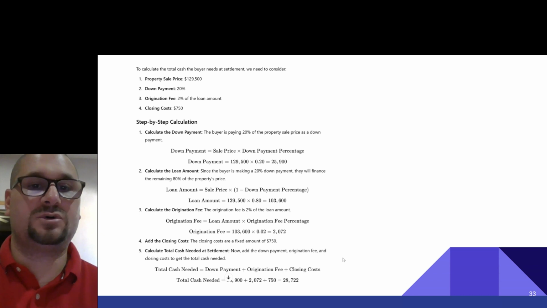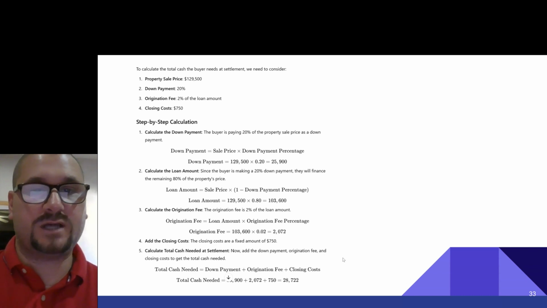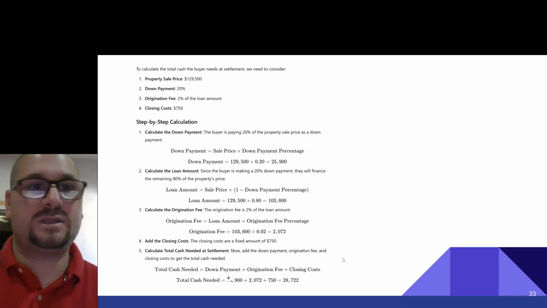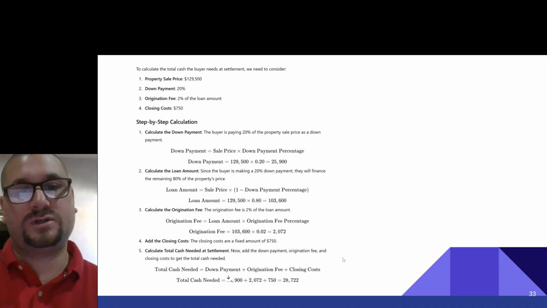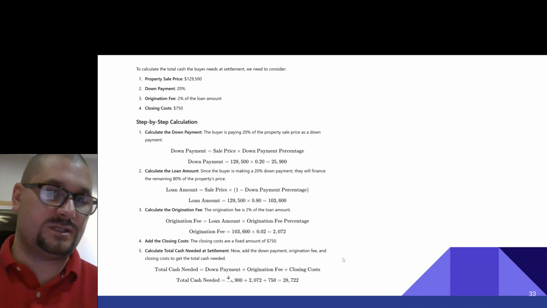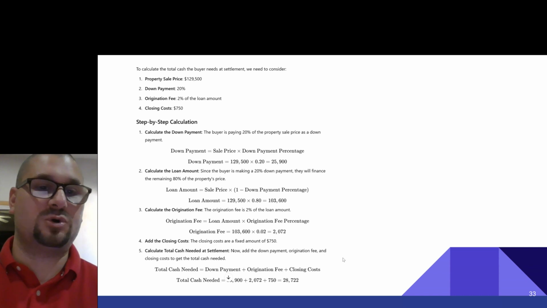Now we want to calculate the total loan. So it's 129,500 times, right, how much they put down? 20%. So loan-to-value, LTV, is 129,500 times 80%. That's the LTV, to get 103,600. That's the total loan.